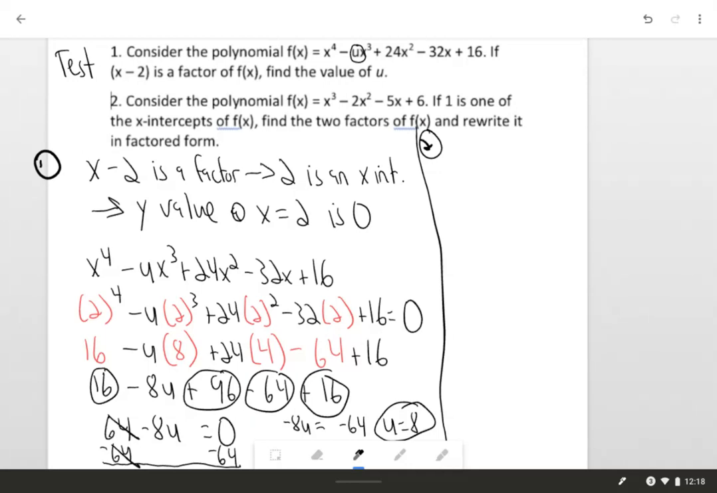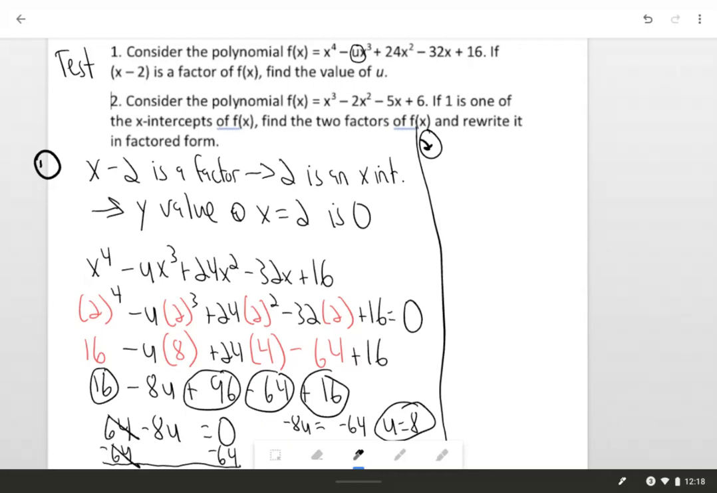Example 2 is very similar to what you'll see on your cool down tonight. So let's take a look at example 2. Consider the polynomial f of x equals x cubed minus 2x squared minus 5x plus 6. If 1 is one of the x-intercepts of f of x, find the two factors of f of x and rewrite it in factored form.